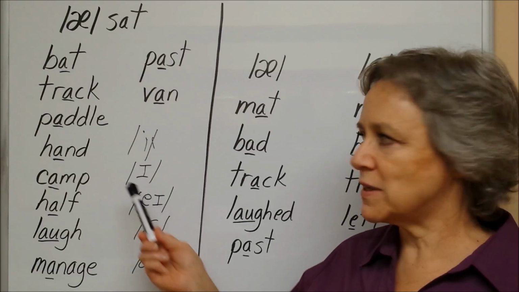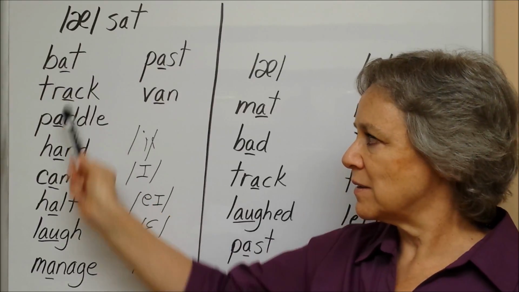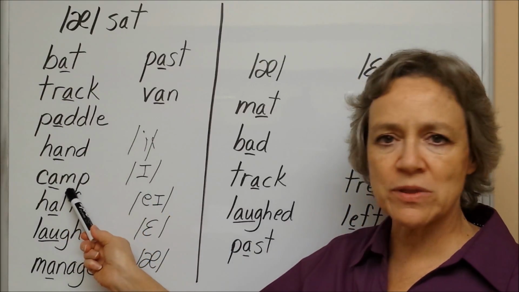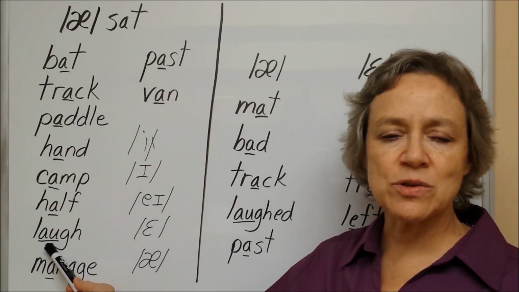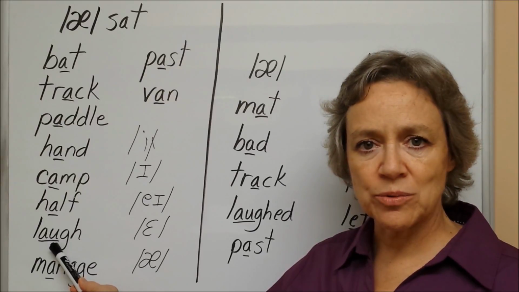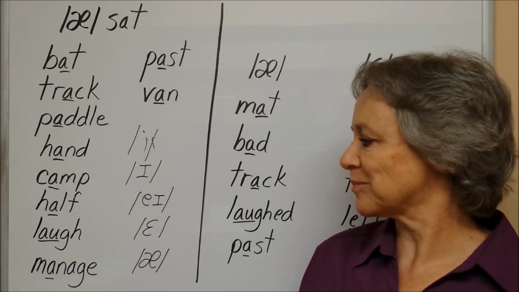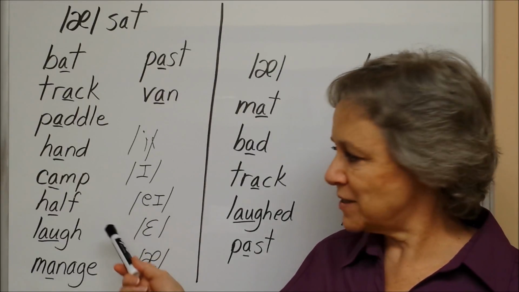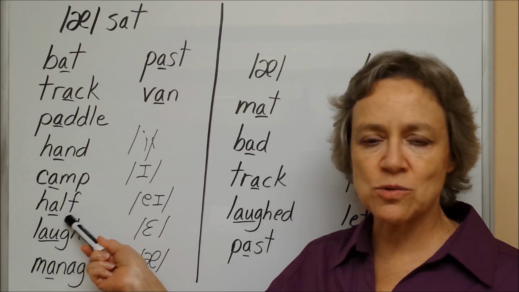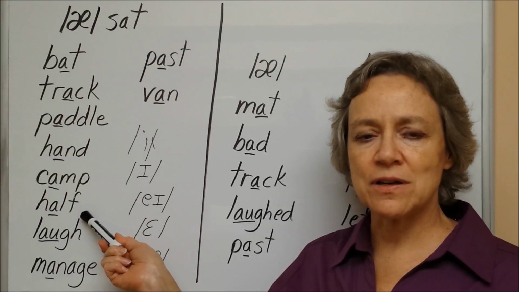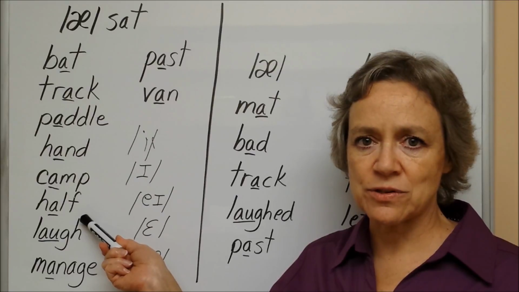Notice that most of the time, this A sound is made with the letter A. I've underlined the letters that make the sound. So most of the time it's with the letter A, but not always. Notice here that the sound is made with the letters A-U. And we can have another spelling as well. Another thing to notice in this word, I did not pronounce the L. I pronounced this word half, as if it only had H-A-F. In English, we do not always pronounce all of the letters.